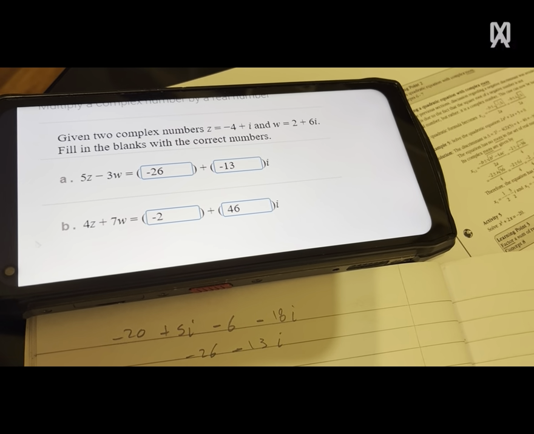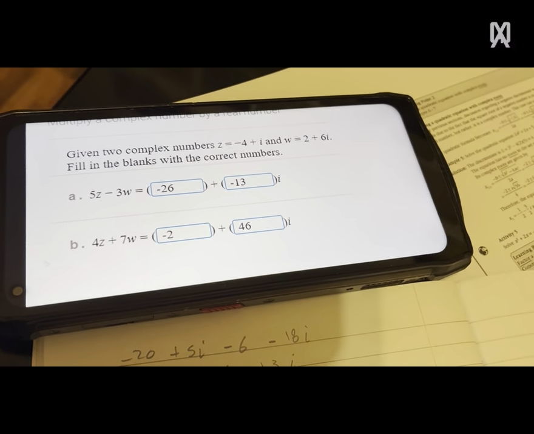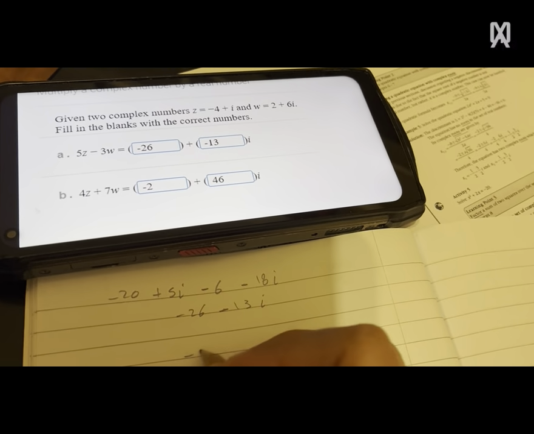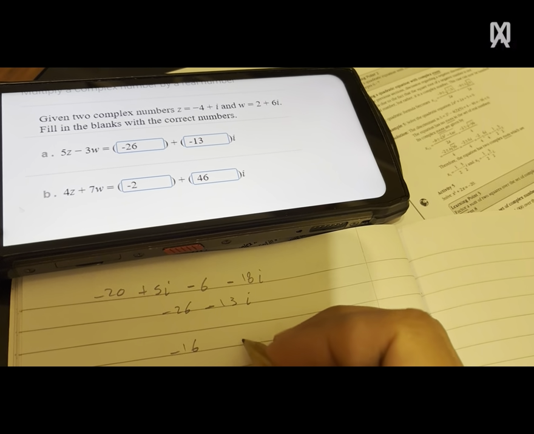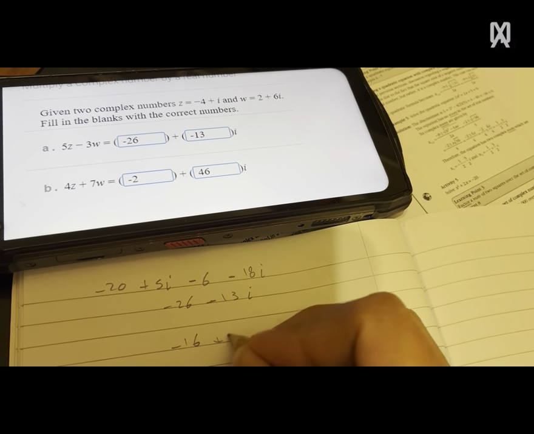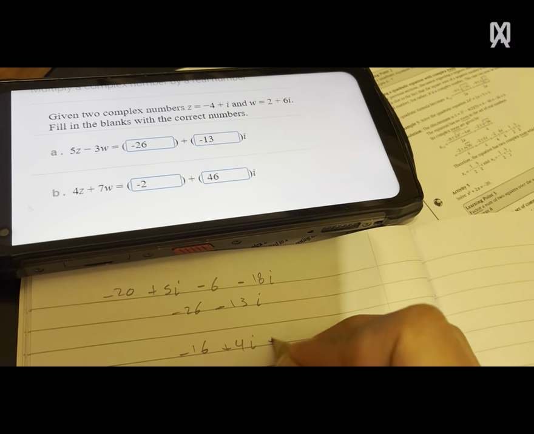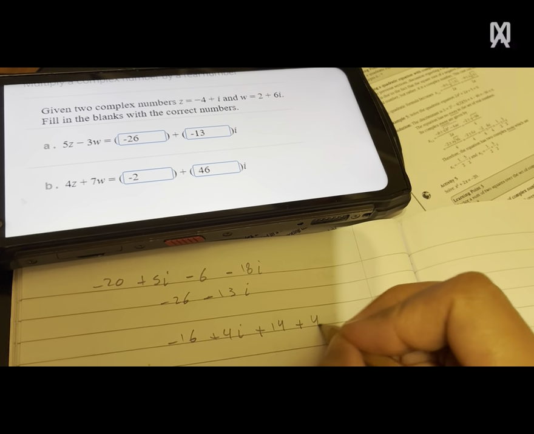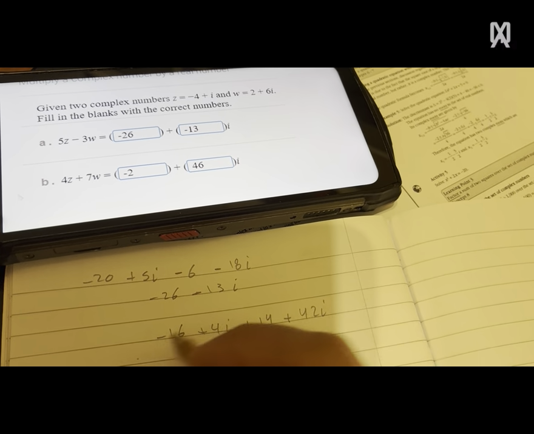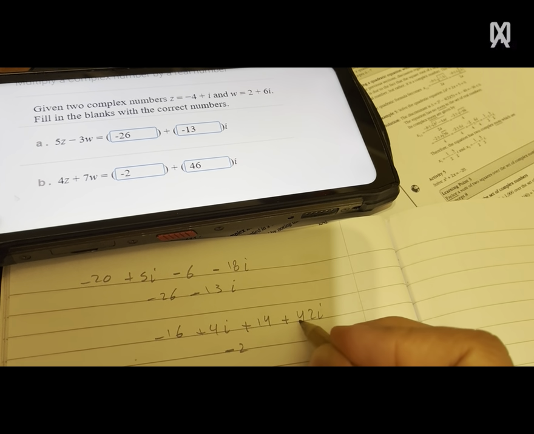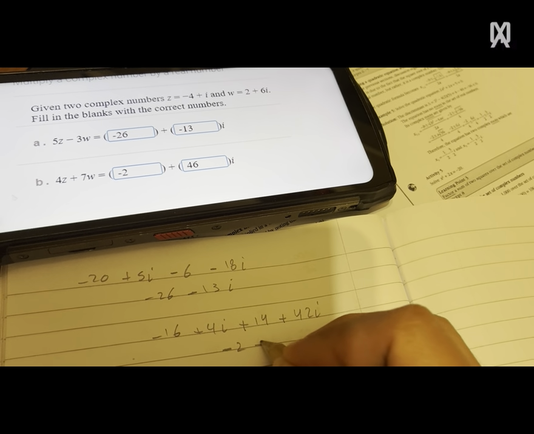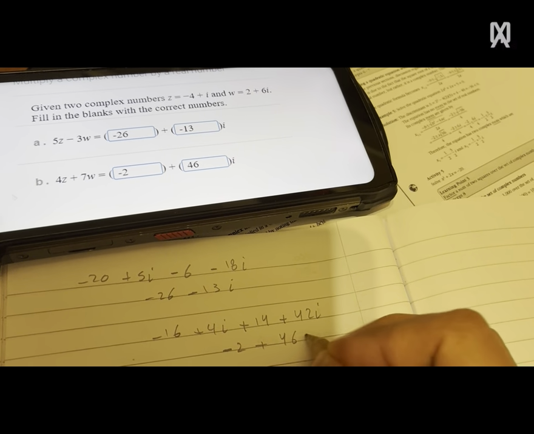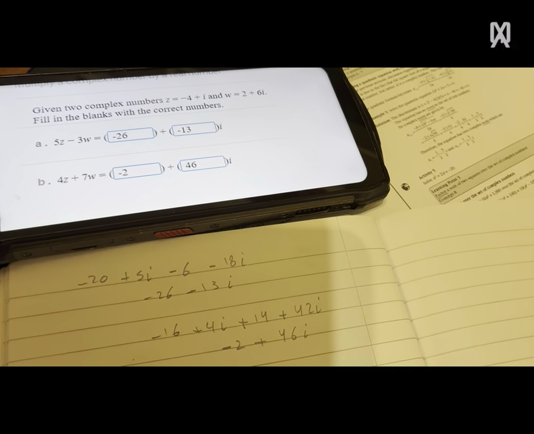Part B, 4z plus 7w, so I'll multiply 4 here. 4 times 4 is minus 16, and 4 times i, so plus 4i, plus 7 times 2 is 14, plus 7 times 6 is 42i. Then simplify: 14 minus 6 is minus 2, 42 plus 4, so it will be 46i. So minus 2 plus 46i.